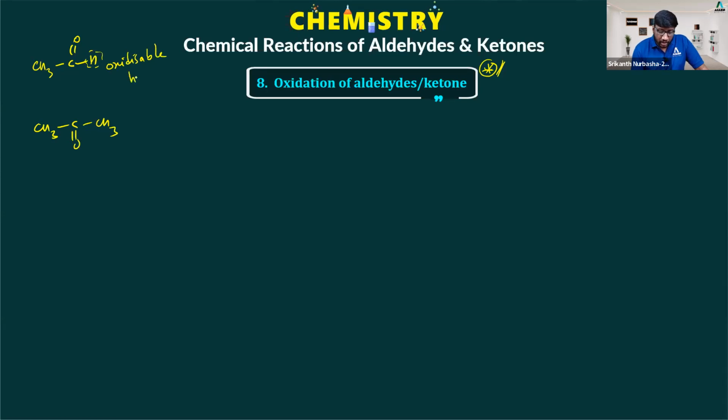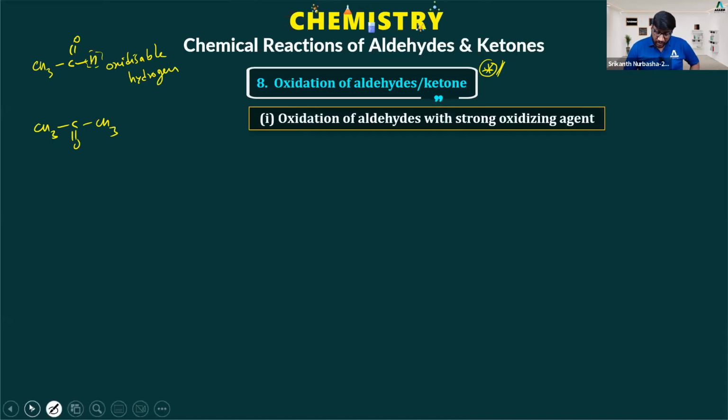In aldehyde, oxidizable hydrogen is present, whereas in ketone, there is no oxidizable hydrogen. So that is why oxidation of aldehydes occurs in the presence of milder oxidizing agents. What are the milder oxidizing agents? Tollens reagent, Fehling's and Benedict's solution, we can say. Oxidation of aldehydes you can do with strong as well as mild, but oxidation of ketones you have to do only with strong. With the milder oxidizing agents, you cannot oxidize ketones.